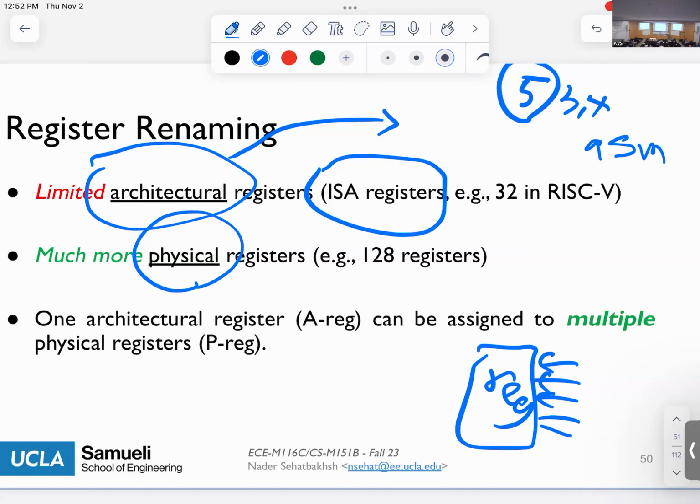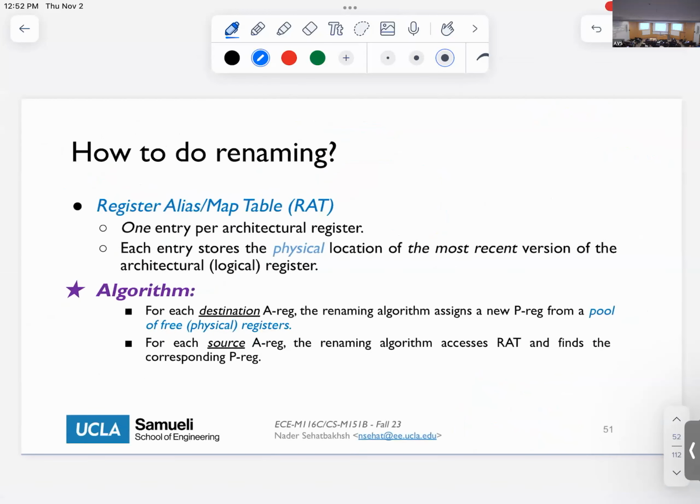But when I'm actually running this in real hardware, when I'm creating the machine code, I just basically use those architectural registers. But when I'm actually executing this code, I can have a mapping stage just right before the decode stage that maps this architectural register into some real physical register. So this is basically how we do it.